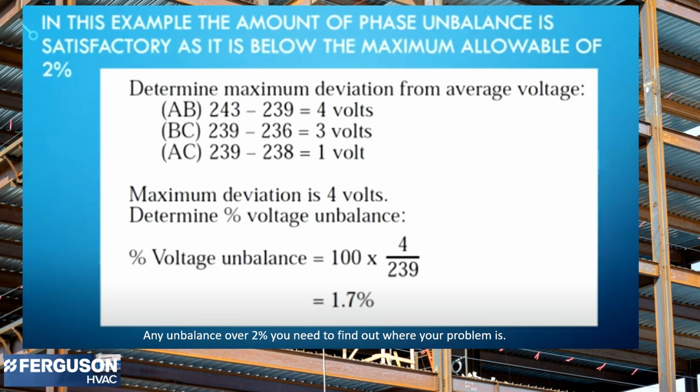In this example, the amount of phase unbalance is satisfactory as it is below the maximum allowable of 2%. To determine this, we took our average voltage and subtracted it from our actual voltage, and we found that our maximum deviation in our voltage is 4 volts. To determine the percentage of voltage unbalance, we take that number times 100 divided by 239, and we come to a 1.7%. Any unbalance over 2%, you would need to find out where your problem is in your electrical supply.